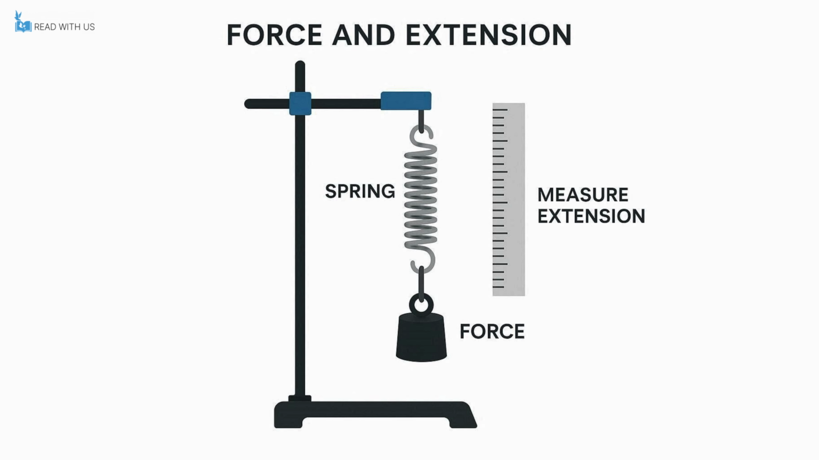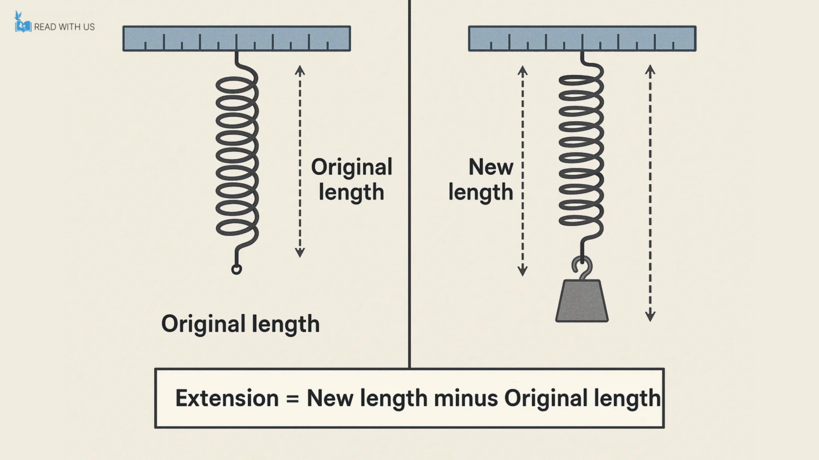When a force is applied to a spring, the spring stretches. We call this stretch the extension. In this investigation, we want to find out how the extension of a spring changes when we increase the applied force. First, we set up a simple practical using a retort stand, a clamp, a spring, a ruler, and a set of weights.